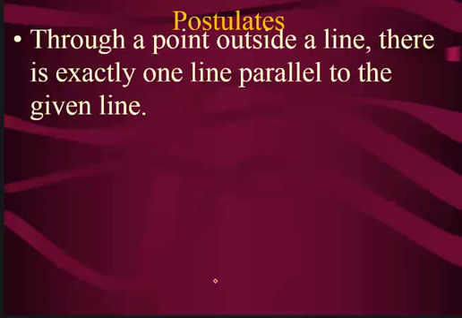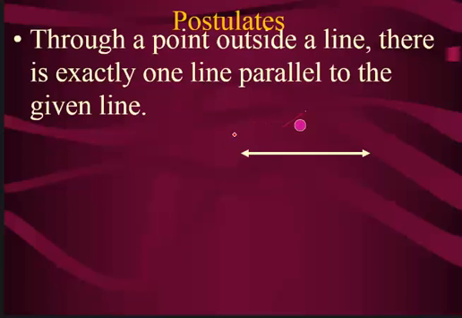Through a point outside a line, there's exactly one line parallel to the given line. Okay, what the heck does that mean? Take it one little phrase at a time. Through a point outside a line. Okay, so I would draw that like so. Here's a point outside a line. What this postulate is saying is that there is only one line. Exactly one means only one. Only one line that I could draw through this point that is also parallel to this line.